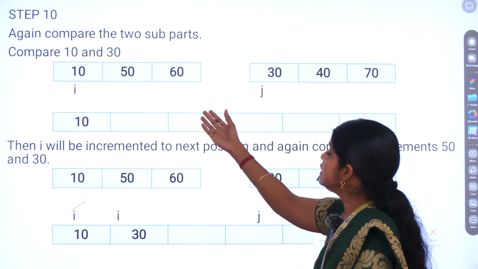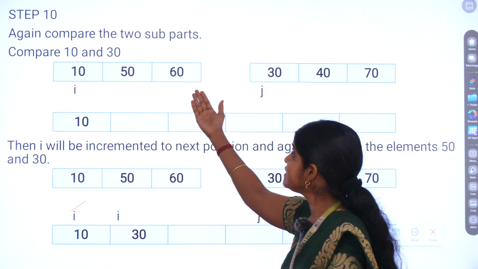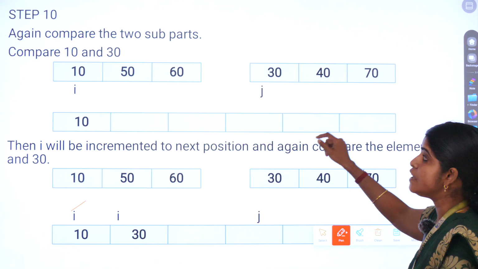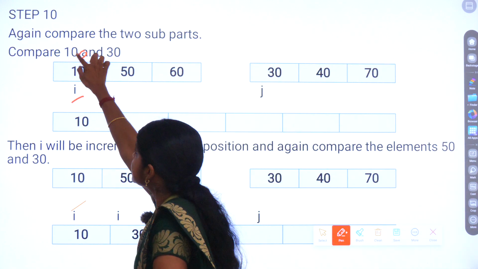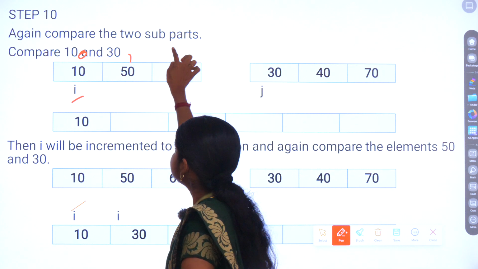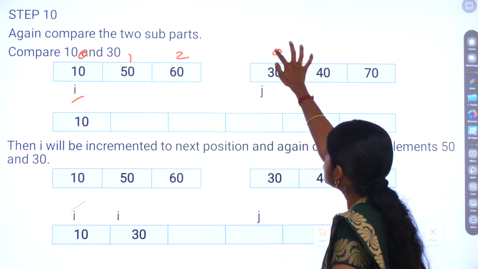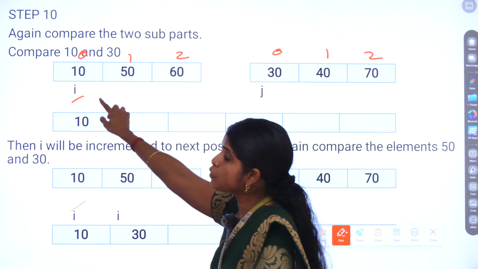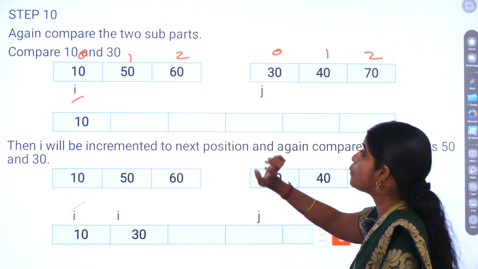So here there are two subparts. One is 10, 50 and then 60, and another one is 30, 40 and then 70. Consider this position as I. The index positions are 0, 1, 2 here, and here also 0, 1 and then 2. So I is in position 0 and J is also in position 0.